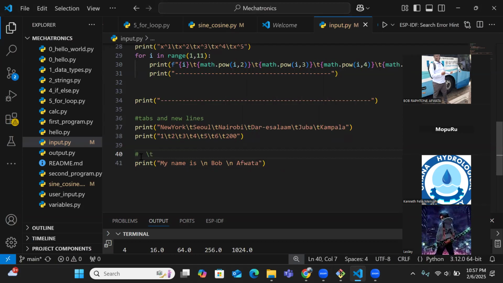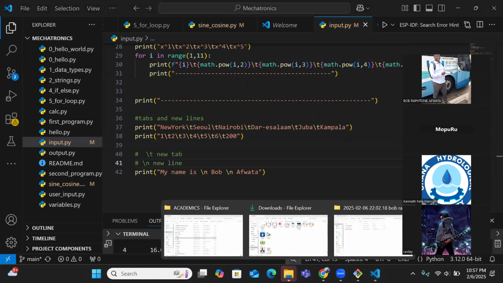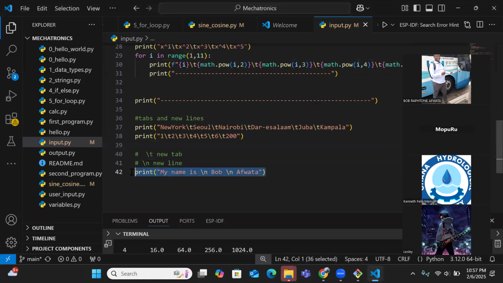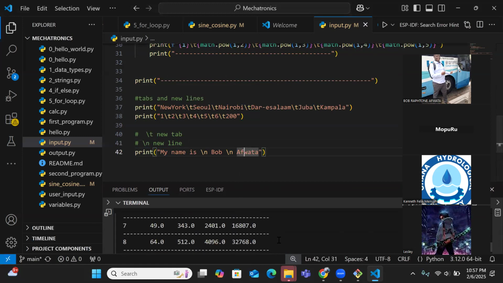So \t gives us a new tab, but \n gives us a new line. Will take us to the new line. Are we together? So I want you to print something, print a sentence, print my name is, or I am from, or something. And then in between there, you put \n.